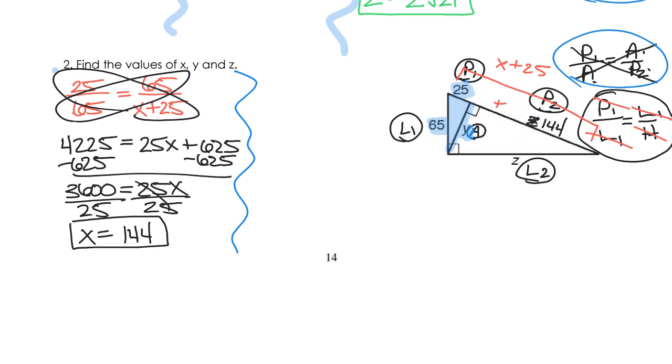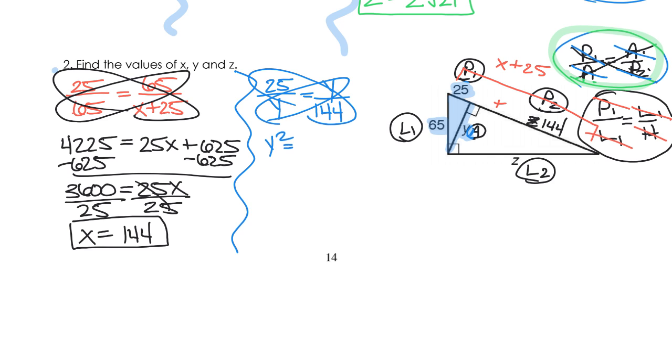Or, like I said before, I'm going to use my proportions just because I want to keep practicing with them. So I'm going to use pigs are awesome pets, and so we're going to replace P1 with 25. Our altitude is y. That's what we're solving for. Same altitude of y. And now our projection 2 I just found is 144. I can now cross multiply and get y squared equals 25 times 144 is 3,600. I can then square root both sides, and y comes out to equal 60.